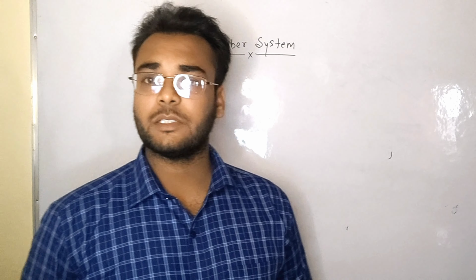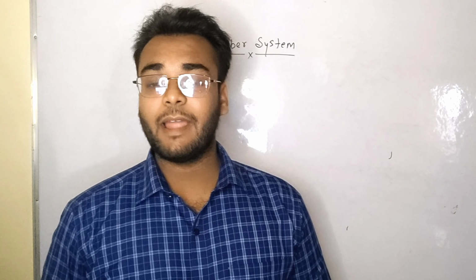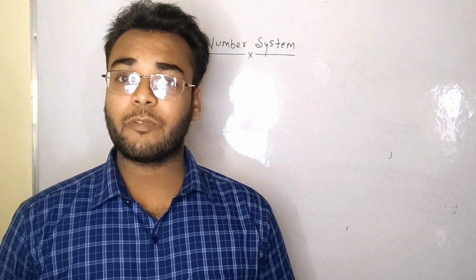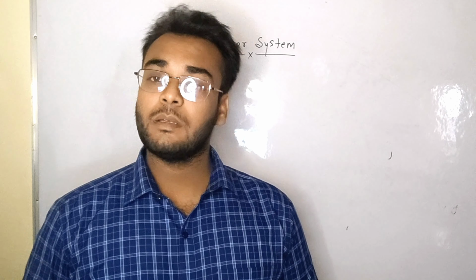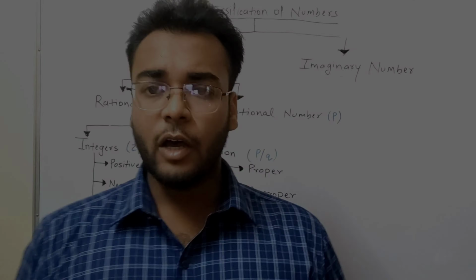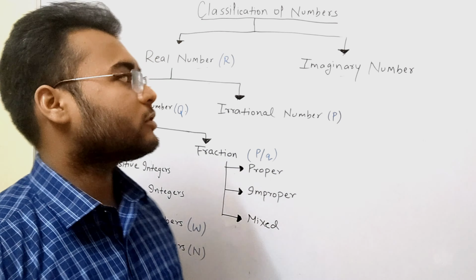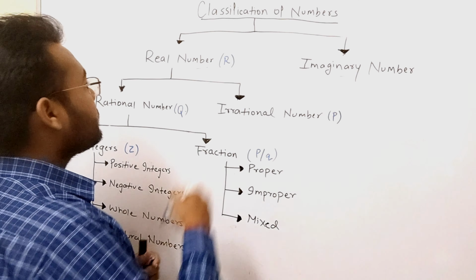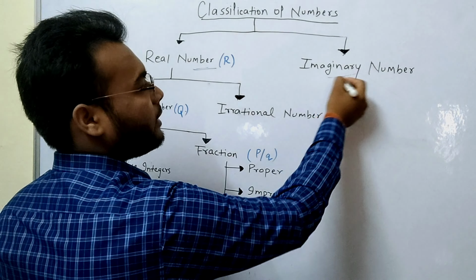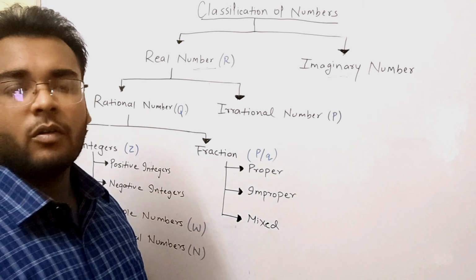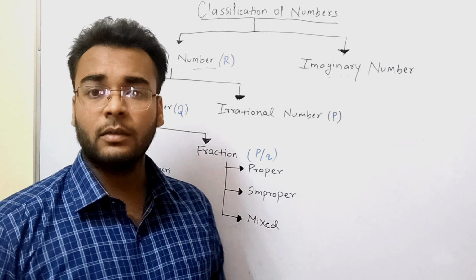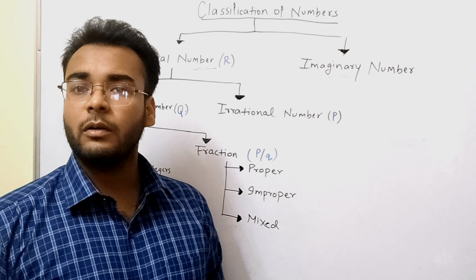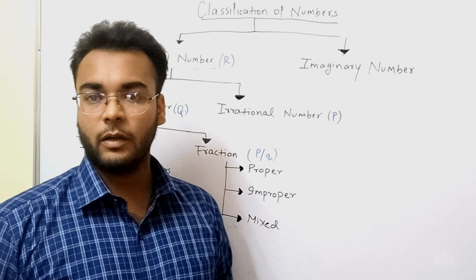So what is number system? A number system is defined as the system of writing to express a number. Now we will look at the classifications of number. Numbers are classified into two forms, one is real number and one is imaginary number. So we will look at what is real number. Real numbers are those numbers which really exist in the world.